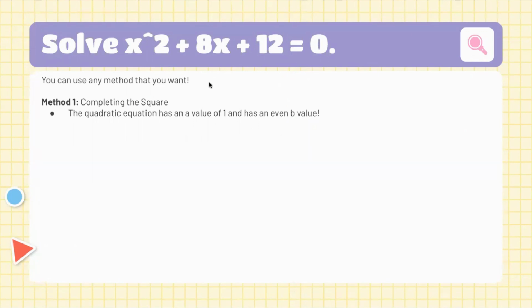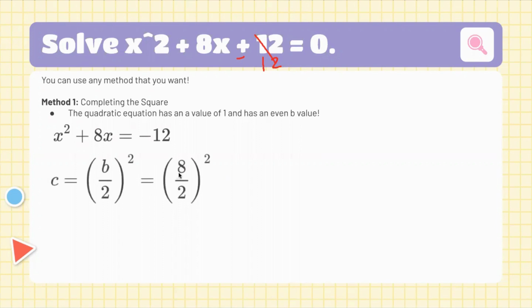Remember that with completing the square, your goal is to substitute your c value so that you can make it a perfect square trinomial. So I would subtract 12 from both sides to get rid of the c value, and that would give me x squared plus 8x equals negative 12. Now to find the c value that you're going to substitute in, it would be your b value divided by 2, squared. In this case, our b value is 8. So divide 8 by 2, that would give you 4, and then square 4, which just equals 16.